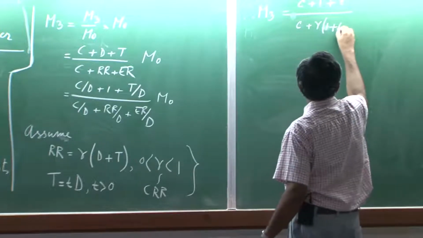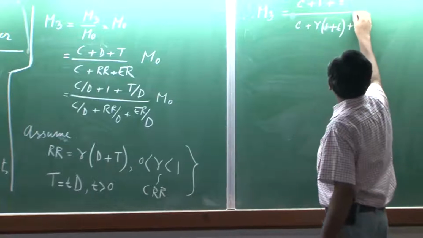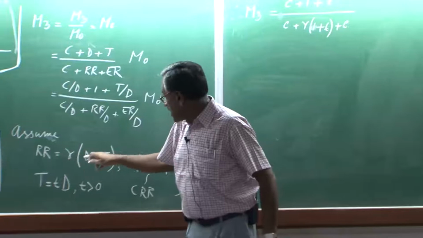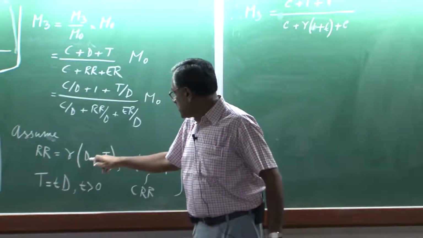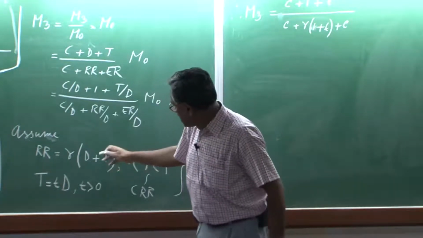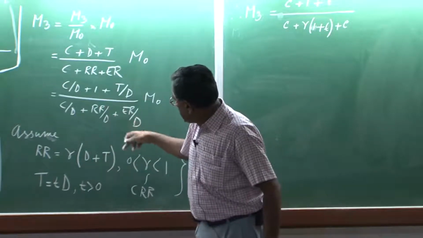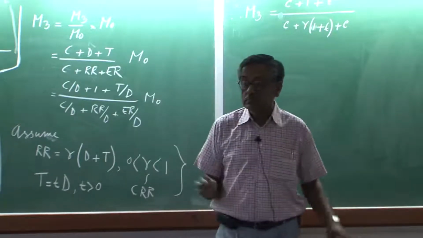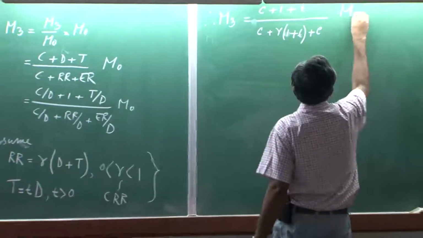Look, if you understood, today there was a complication here because RR is now a proportion, a proportional relationship with D plus T. So, you have to substitute for T first, tD, factor out D, 1 plus small t, and then D divided by D cancels out, gamma into 1 plus small t, plus e, into M naught.